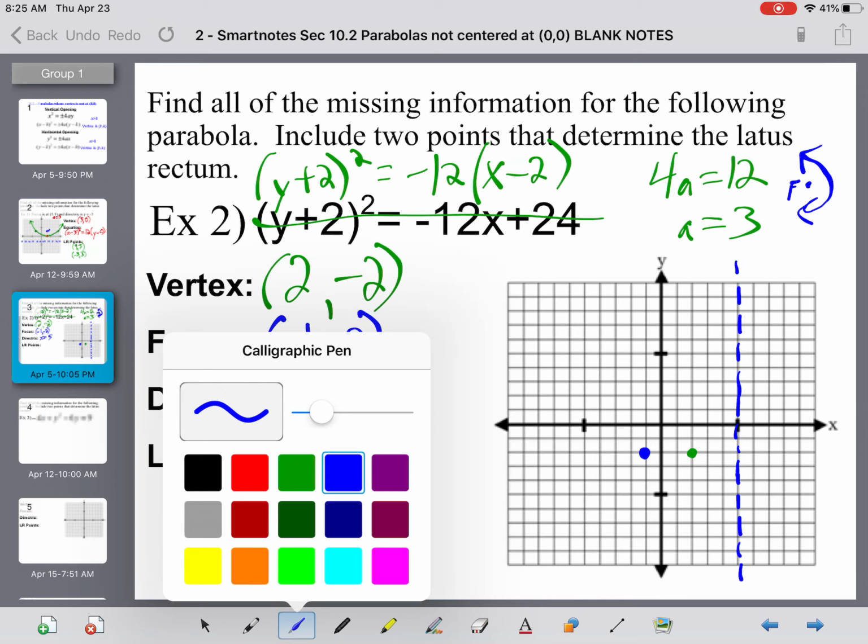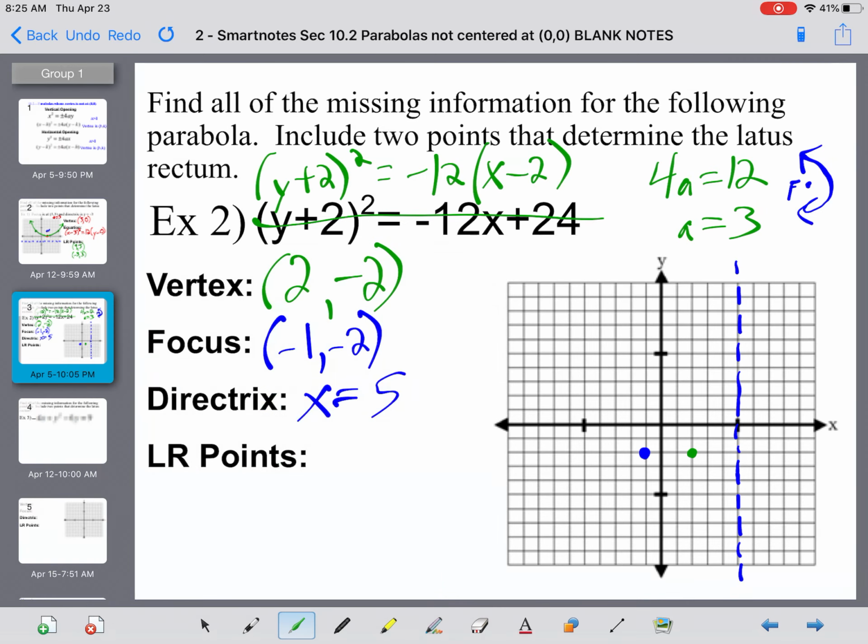And then that's most of the graph. I just have to finish and find some latus rectum points. So some focal width points. My 4a is 12 again, so from the focus. Now be careful, don't go from the vertex. The focal width points go from the focus, which is right there. And it's going to go up 6 and down 6 from there, so up to here, right? And down 6 to here. We can go label those points now as negative 1, 4, and negative 1, negative 8. All right, and now we can sketch a parabola.